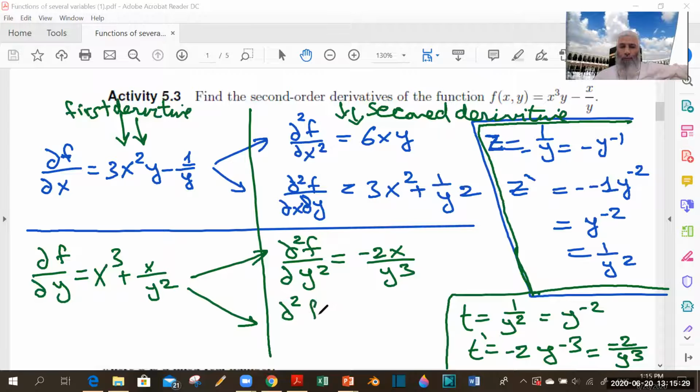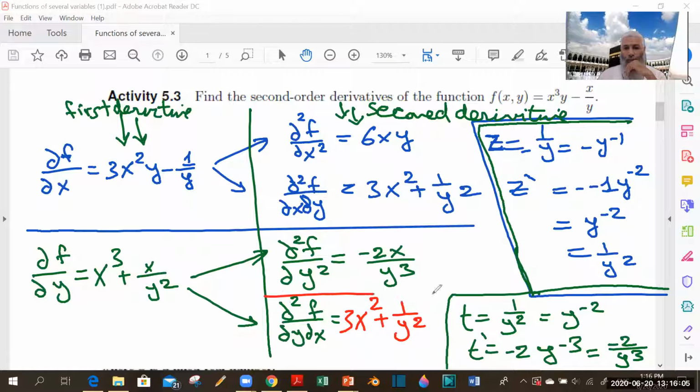Yes. d2f dy dx is what? Here, with respect to x, yes? Then it would be 3x squared. The derivative of x is 1. So it is 1 over x, 1 over y squared.